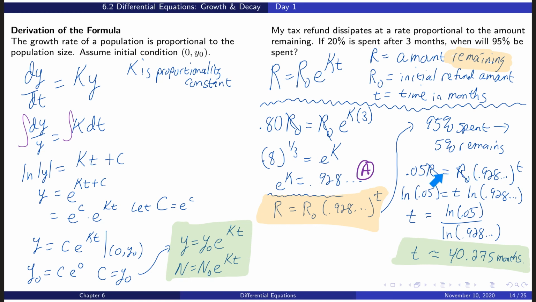Dividing both sides by R0 makes that disappear. Logging both sides lets the exponent t come out front, and then t is just the natural log of 0.05 divided by the natural log of that number that I stored in A, and I get roughly 40.3 months, which seems like a reasonable statement. And that's it for day 54.